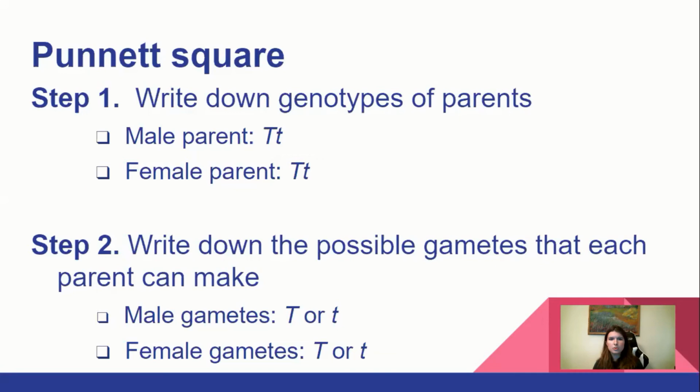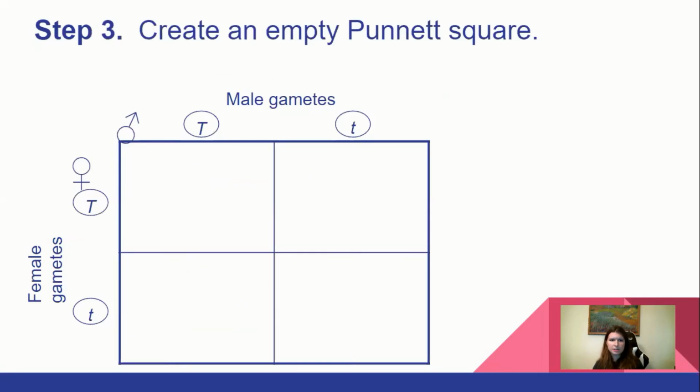So here we see 2 heterozygotes, but you could have homozygotes as well. And you're going to write down the possible gametes that each parent could make, and put those separately over 1 column or 1 row of boxes. So in this case, the capital or the lowercase. Our third step is that we're going to draw this box with 4 squares.